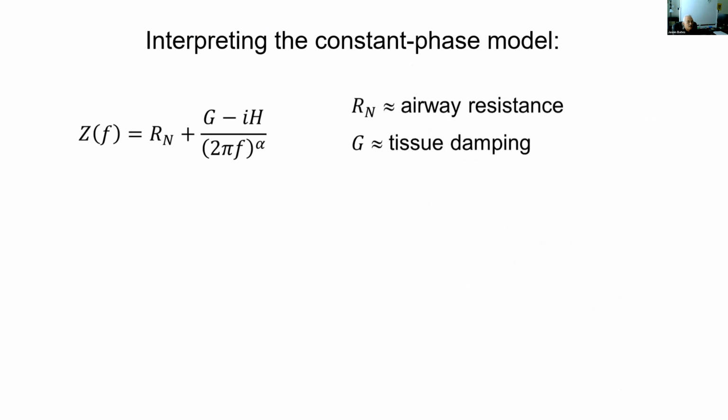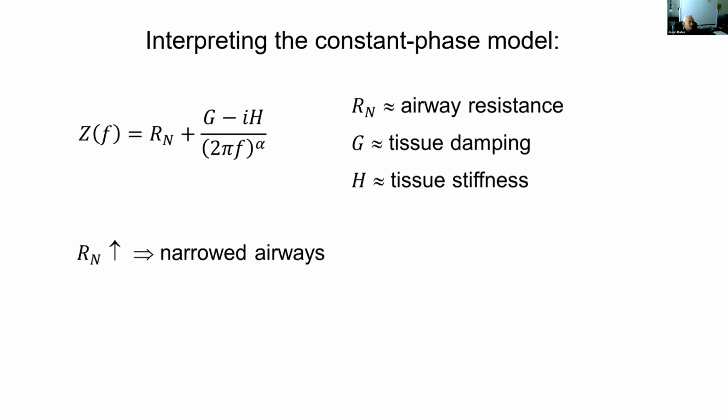We get this thing G. We call it tissue damping sometimes. It's related to the rate at which energy is dissipated in the tissues as they are stretched, and then we get a measurement of lung stiffness.